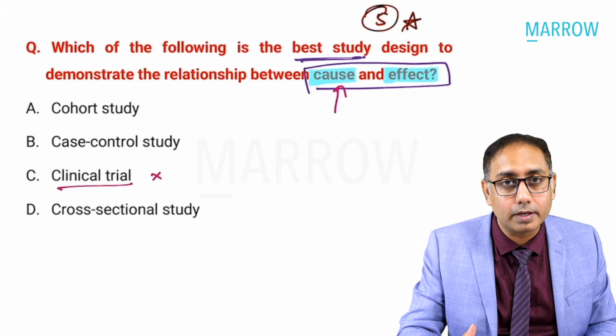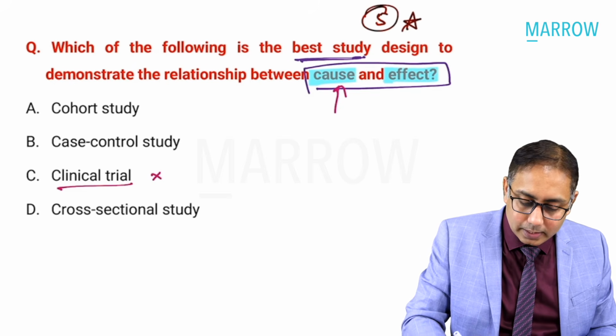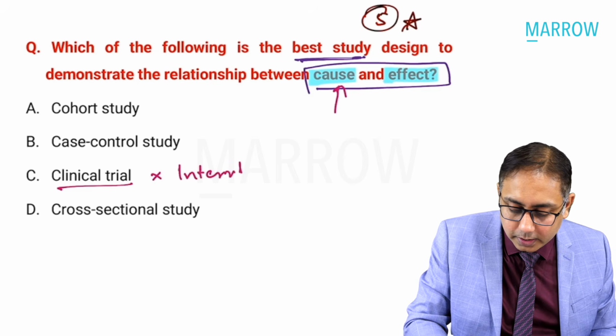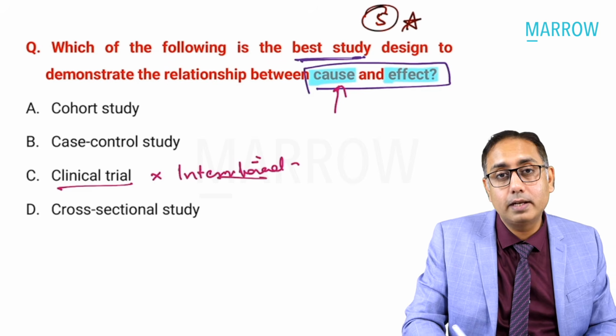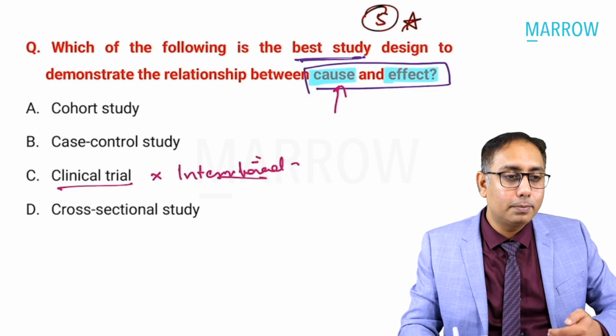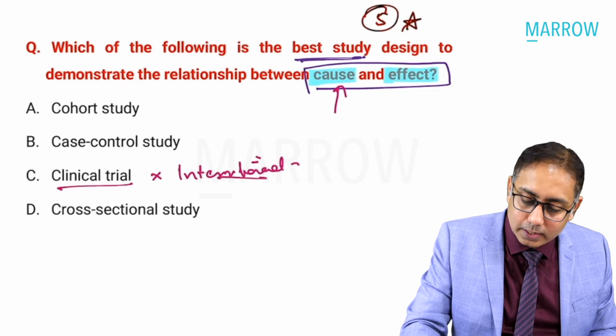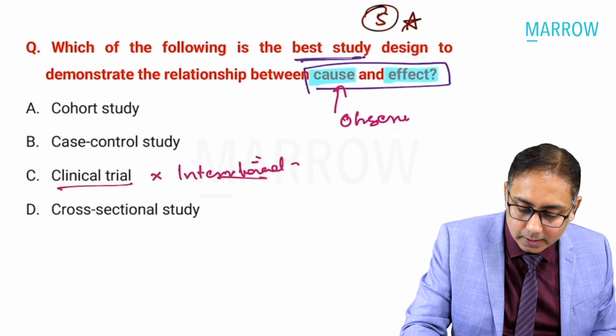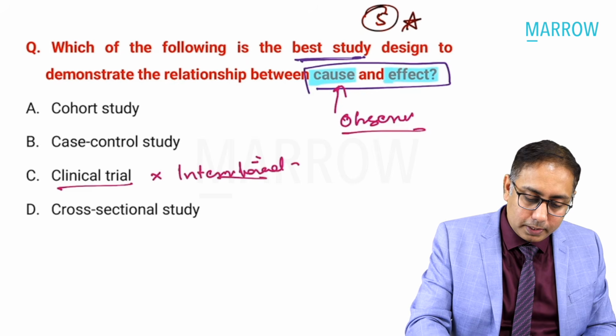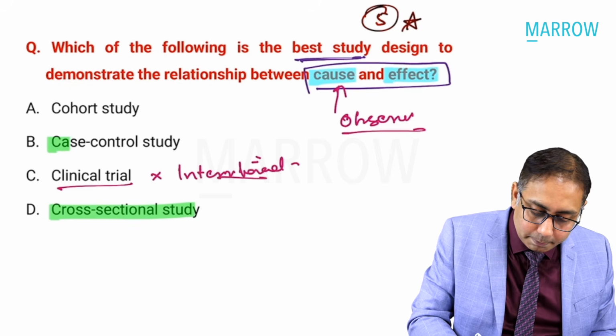the cause over here. Clinical trials are basically interventional studies. Interventional studies do not tell about the cause and the effect. They will tell you about the drug and its effect. So the cause and effect answer has to be from observational studies. So it either has to be option number D or B or A.